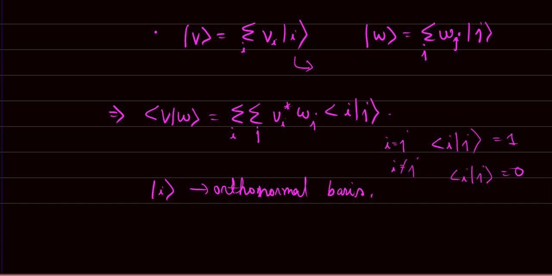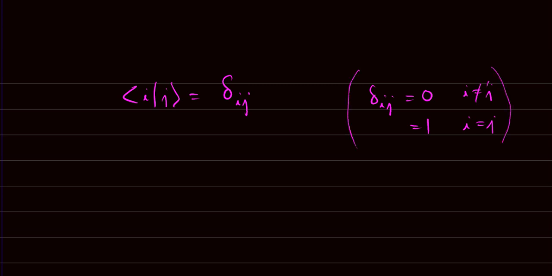This term and this thing is represented by something called Kronecker delta. It is written like this: delta ij is 0 if i and j are not equal, and is 1 if i and j are equal. So this will give us Kronecker delta.